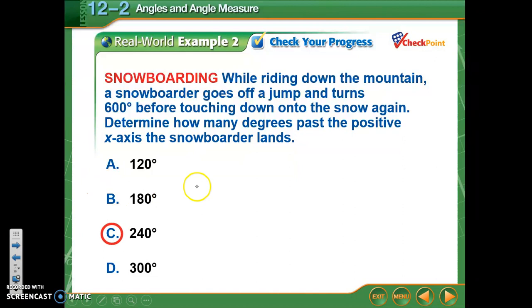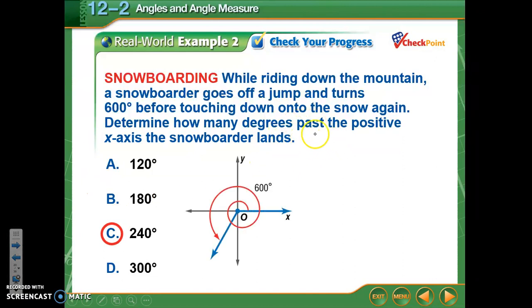All right, in this case, the question was how far past the positive x-axis does it have to go? Well, 600 degrees is 360 degrees plus 240 degrees. So I started at my positive x-axis. I went all the way around once, and then I have to go an extra 240, which is 180 plus 60 to get over here to my terminal side.